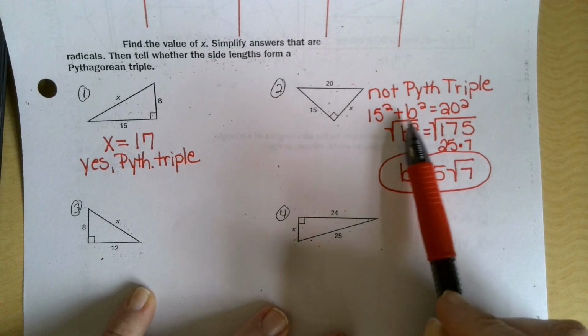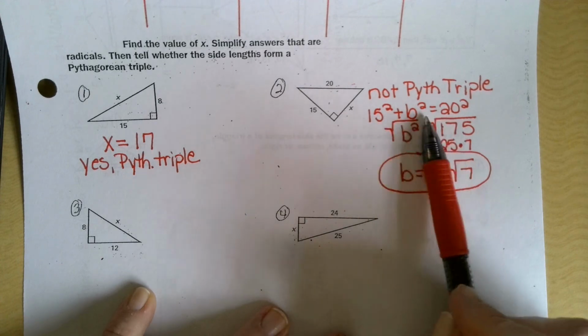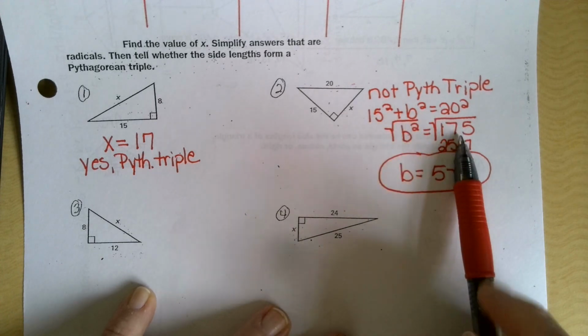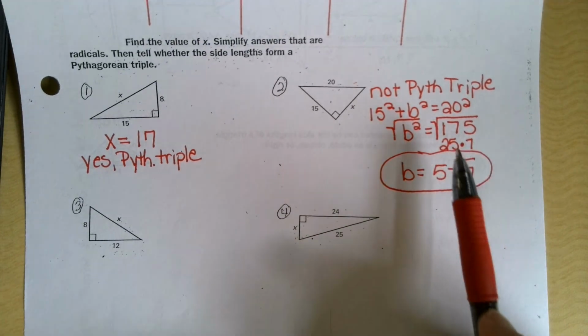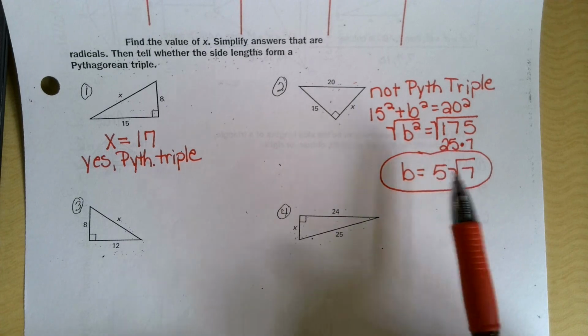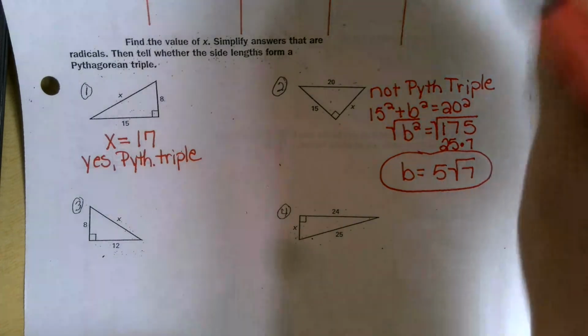But anyways, the setup is right here. And I get b squared equals 175. I am getting a radical answer. 175 is 25 times 7. And then the square root of 25 is 5. So this is 5 square root of 7.